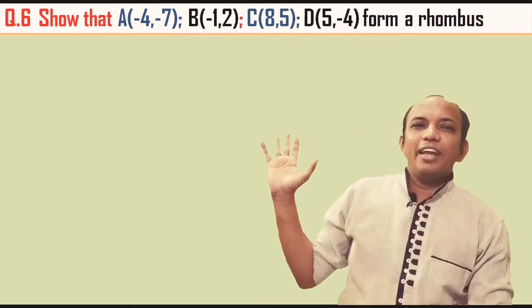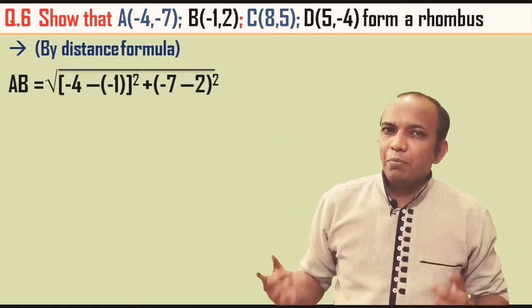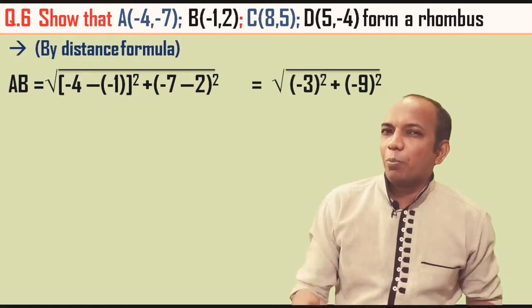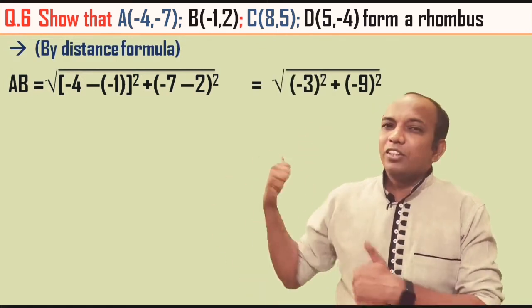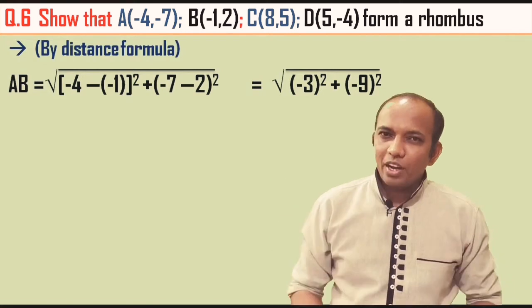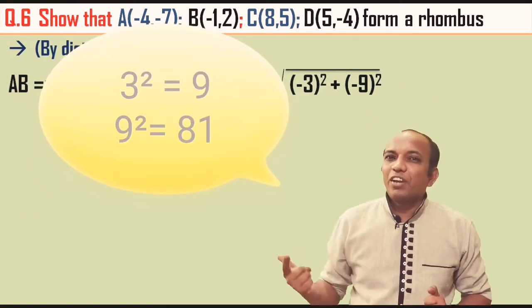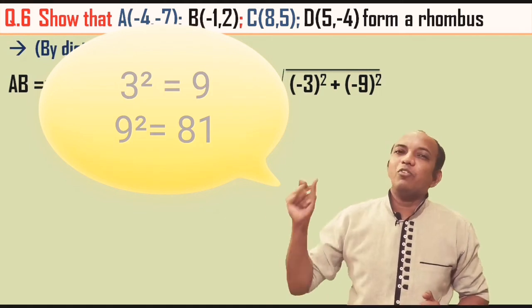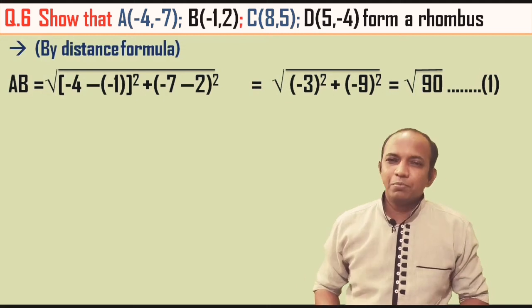On the board the value of AB is mentioned as a first step. In the second step, after carrying out the operation, we get -3 the whole square plus -9 the whole square. After carrying out the square, what do we get? 3 square is 9, square of 9 is 81. So 81 plus 9, we get 90, that is under root 90, number it 1.